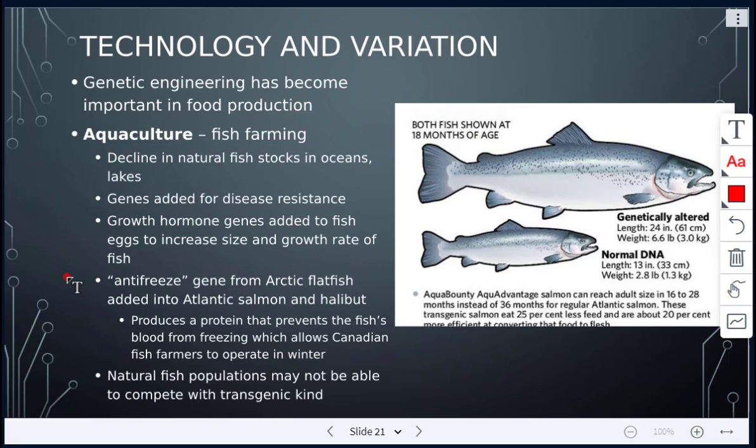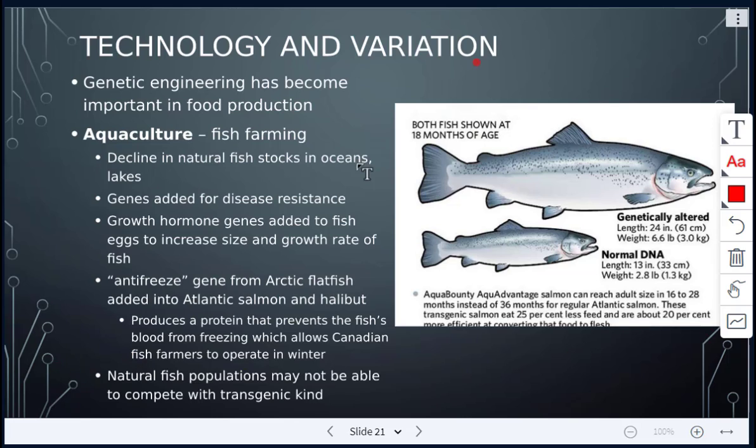Another gene, an antifreeze gene from Arctic flatfish, is added into Atlantic salmon and halibut. And basically what this does is it produces a protein that prevents the fish's blood from freezing, which basically allows Canadian fish farmers to continue their fish farming throughout the winters. Now, a downside to genetic engineering in fish, for example, is that natural fish that are living in the oceans might not be able to compete with this transgenic kind that have been altered by humans.